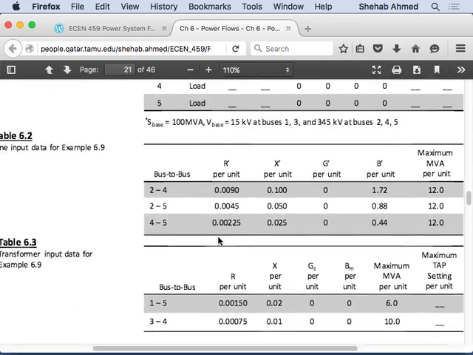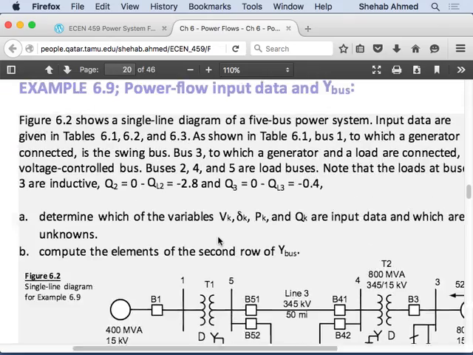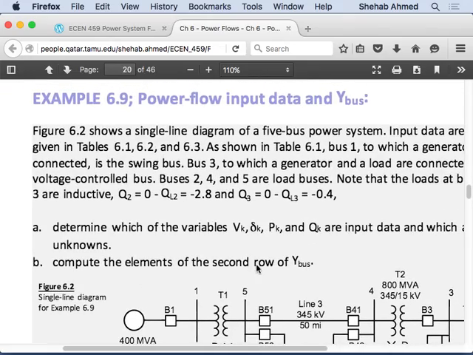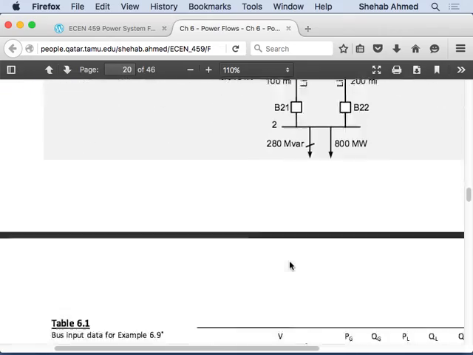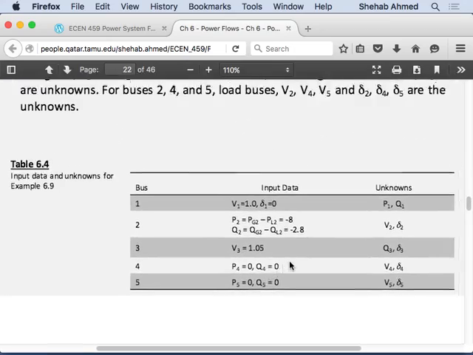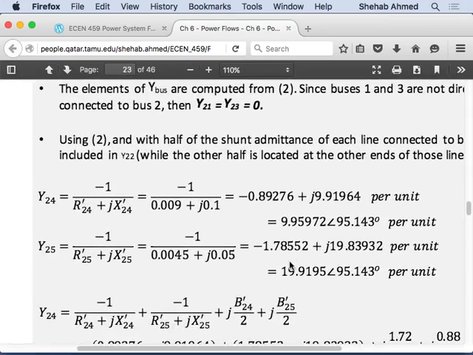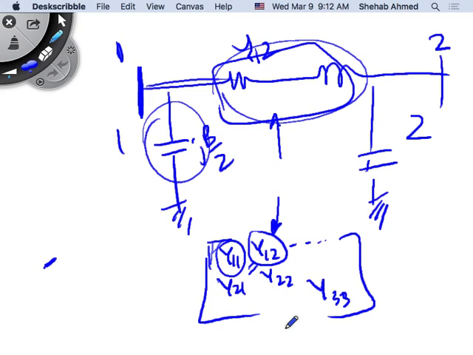They told us to compute the elements of the second row of Y bus. So remember, Y bus looked like this, right? Y11, Y12, Y13, Y14, until Y1n, right?